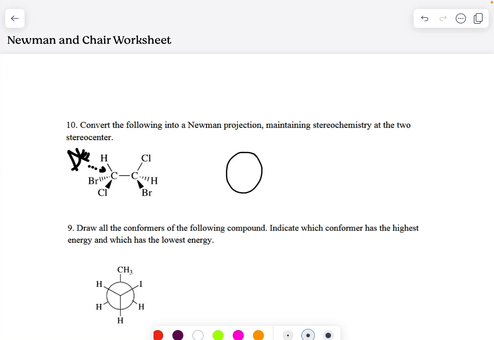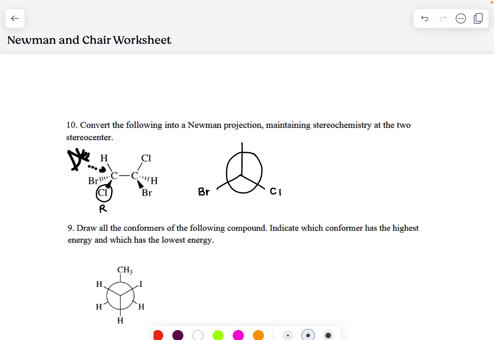So my hydrogen is sticking up. I'm going to draw it just like that. And again, if you're drawing from this direction, this is going to be on the right side. So you can sort of imagine, if you're looking down this carbon-carbon bond, if you stick your arm out, your right arm will be where the chlorine is and the bromine will be on the opposite side. So that would be this.